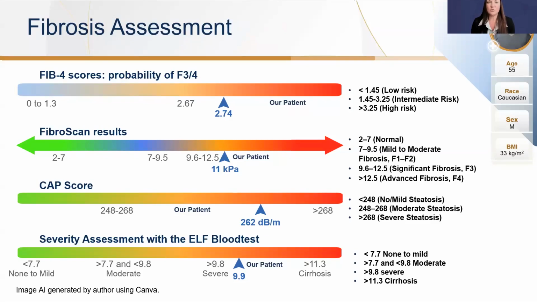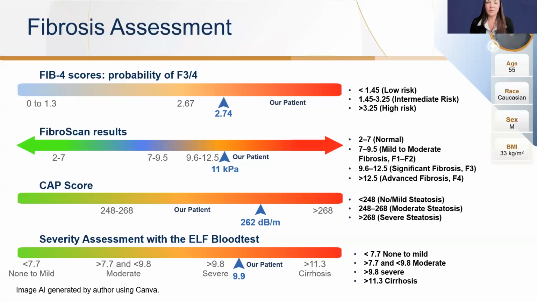So if you do a FIB-4 score and it does come up intermediate, certainly ordering other non-invasive tests would be beneficial here. So Sam A went on to have a FibroScan, and his kPa level was 11 and his CAP score was 262. So the kPa level measures liver stiffness, and then the CAP score measures the level of fat in the liver. And as you can see here, his kPa score is 11, consistent with significant fibrosis, and his CAP score is 262, which is consistent with moderate steatosis.